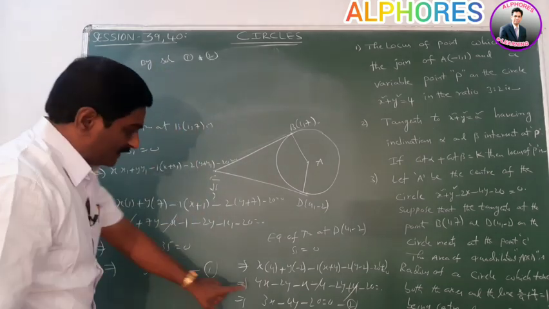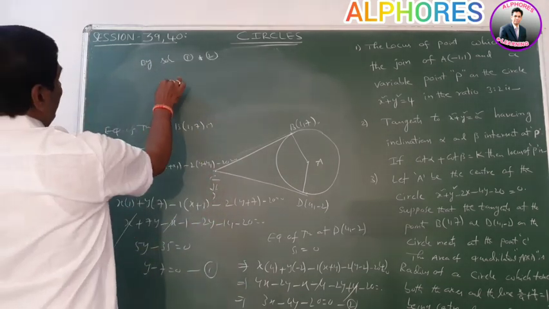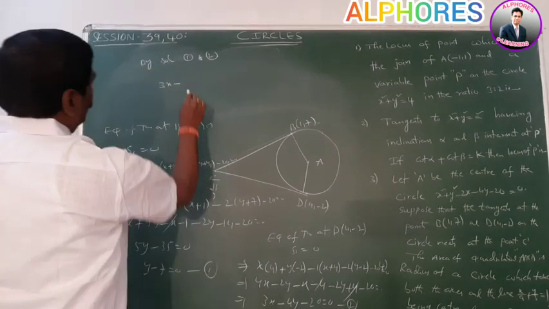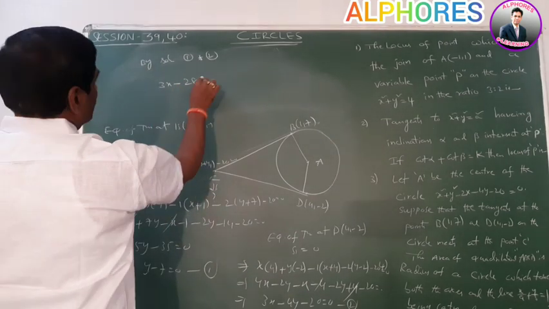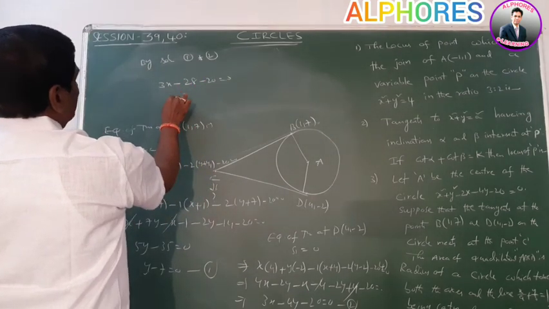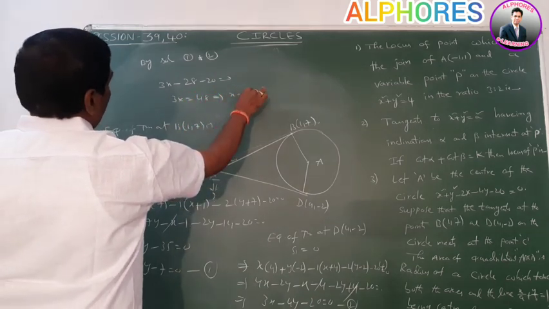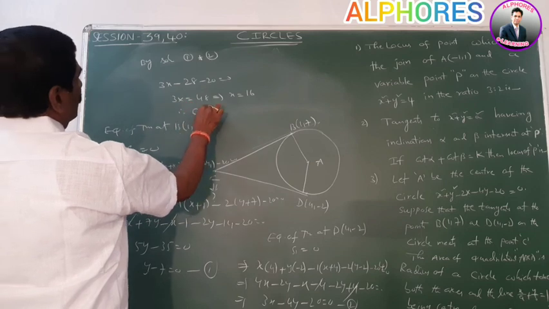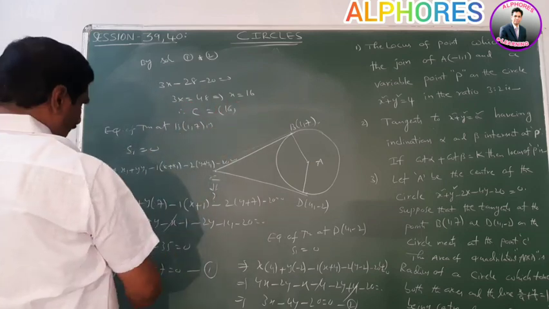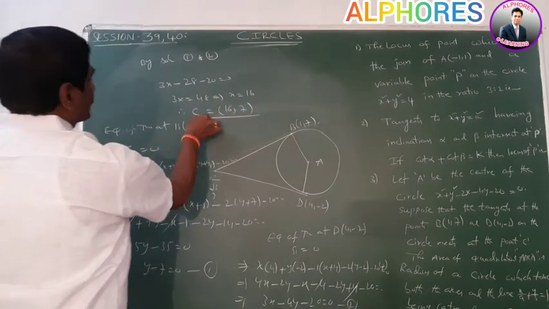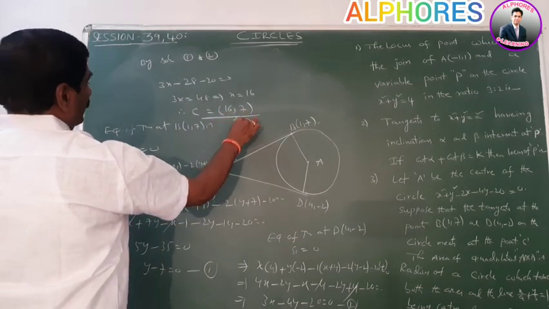Directly substitute y equal to 7 in this equation, we get 3x minus 7 into 4, 28 minus 20 is equal to 0. That means 3x is equal to 48, x is equal to 16. Therefore, the point is 16 comma 7. What is the value of y? y is 7. It is the point of intersection. It is nothing but x1, y1.